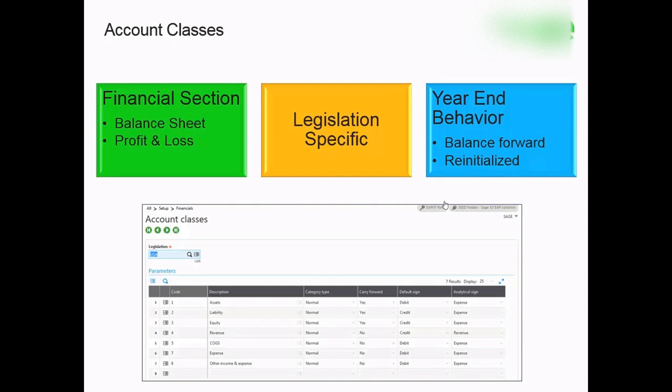North America's class setup is very different than most European countries. The account class also determines the year-end behavior for an account. Typically, balance sheet accounts will carry their balance forward from year to year, and profit and loss accounts will roll up into the retained earnings account and reset back to zero. Let's take a look at setting up the account classes.